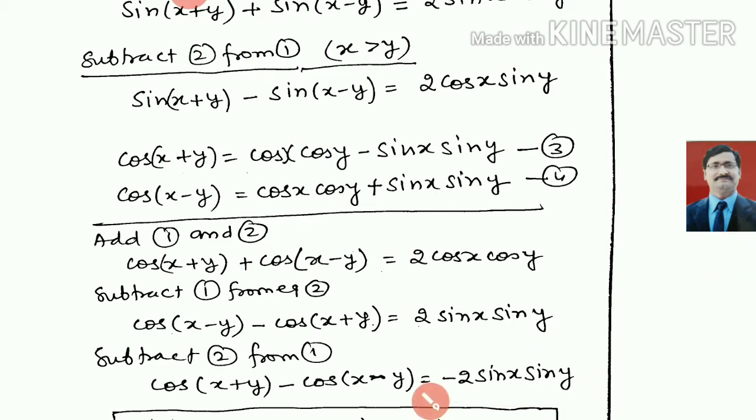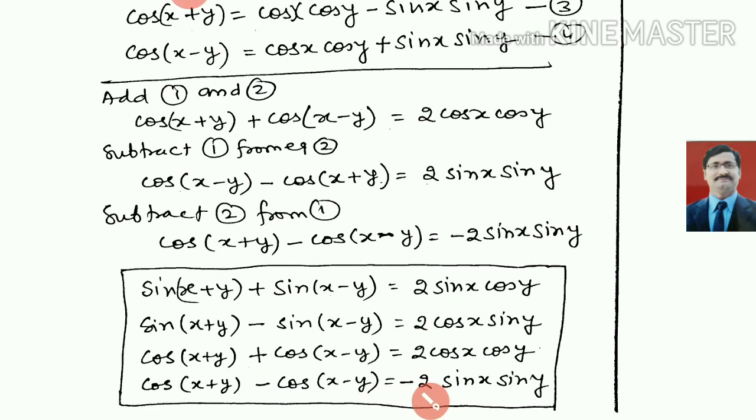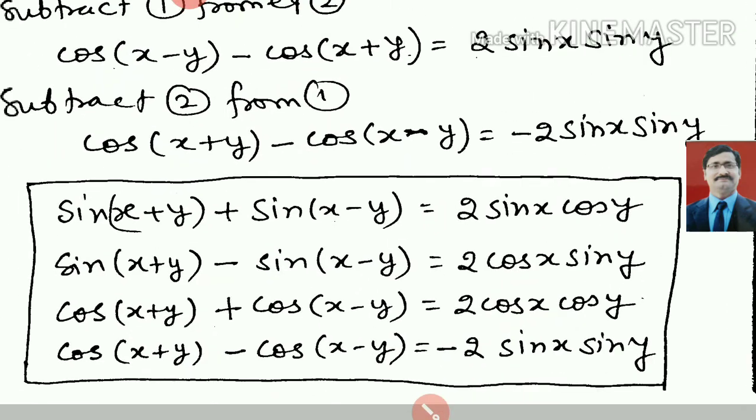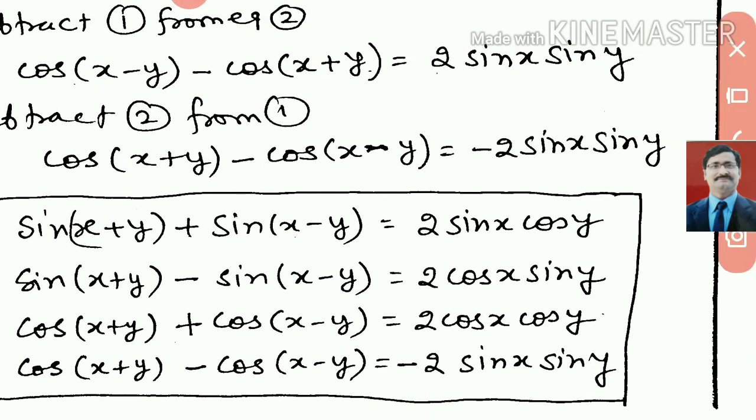Look here, I will write all these 4 formulae again so you can understand. sin(x+y) + sin(x−y) = 2 sin x cos y. sin(x+y) − sin(x−y) = 2 cos x sin y. cos(x+y) + cos(x−y) = 2 cos x cos y. cos(x+y) − cos(x−y) = −2 sin x sin y. These formulas will be very important.